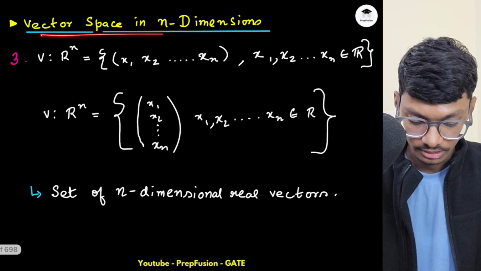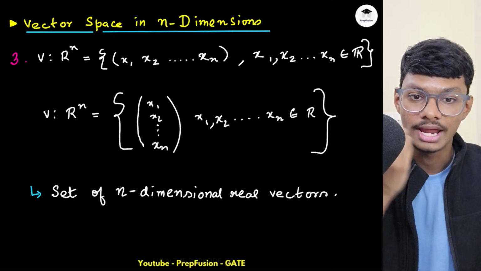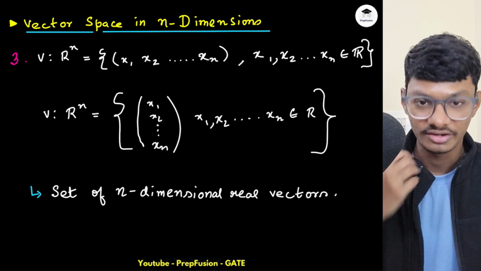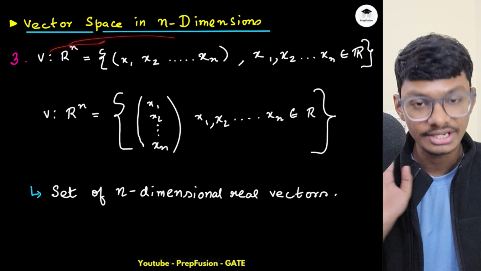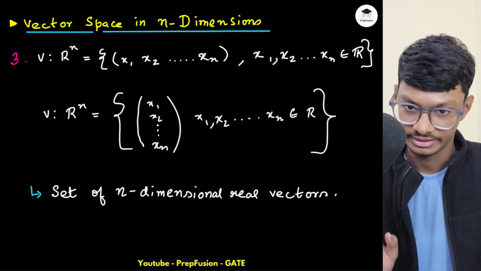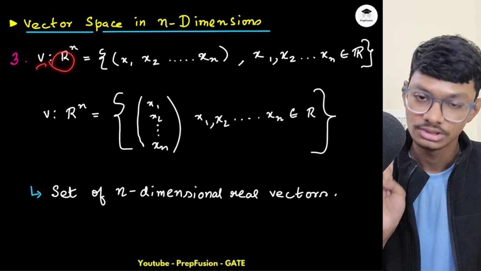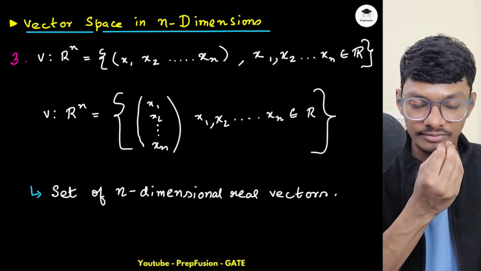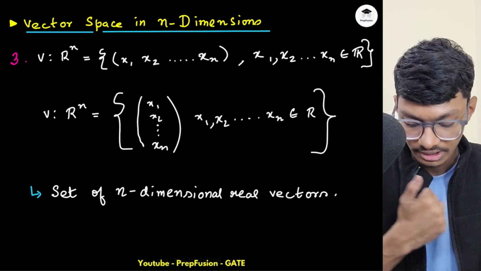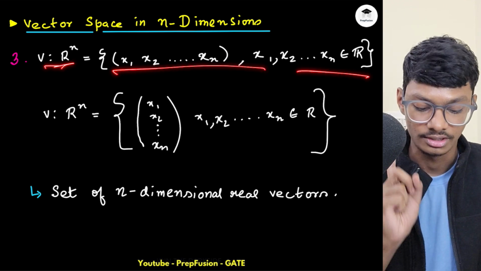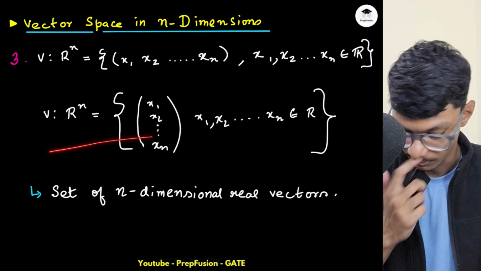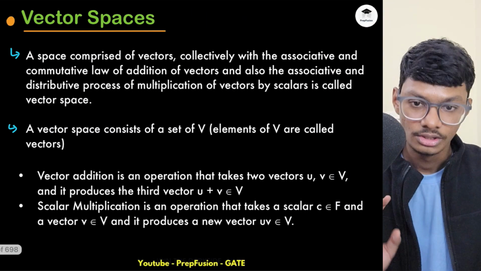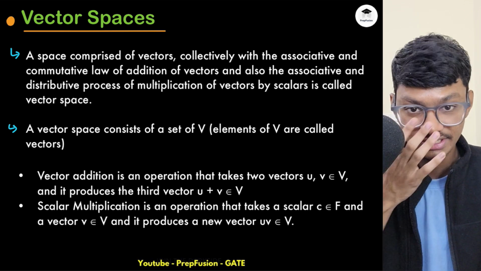Okay, so let's understand the vector space in n dimensions. This is the proper definition of an n-dimensional vector space. So a vector space in n dimensions means I have a vector space V which belongs to R raised to the power n. n means the dimensions. If I have n dimensions, basically 3 dimensions, 4 dimensions, like that, and R means all of the elements will be real, and it will be called a set of n-dimensional real vectors. So this was just the basics about vector spaces.